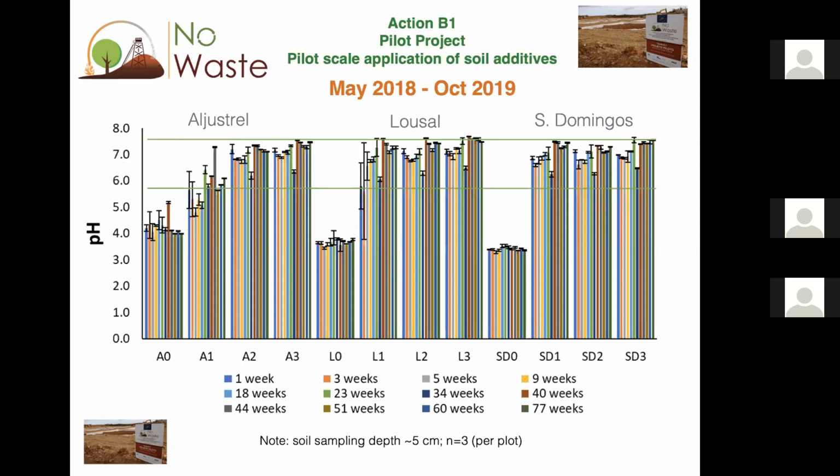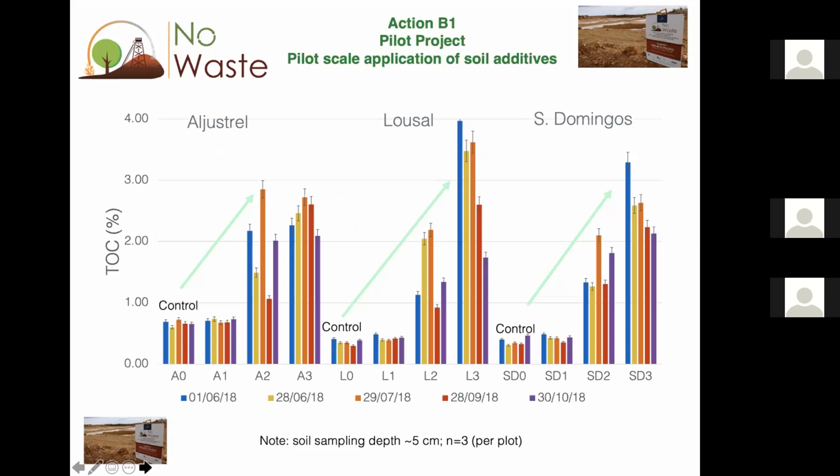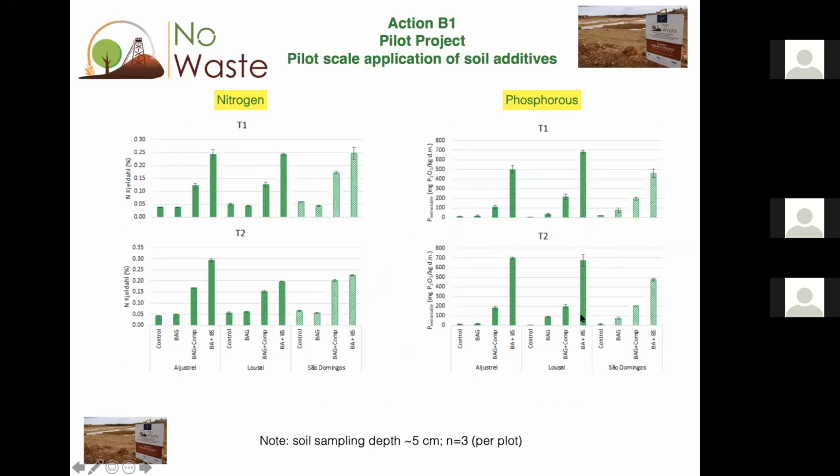In fact, nowadays, 2.5 years after the application of amendments, and this was one application only, we still have the pH values between 5.5 and 7.5 in some of the cases. The same occurred for organic matter, of course, for the organic carbon. Of course, in the plots that we amended with also composted sludge, the increase in organic carbon was notorious, as well as nutrients. So if you look here on the left, you always have the controls, and then you see the increase also in the nutrient soils in the treated plots.